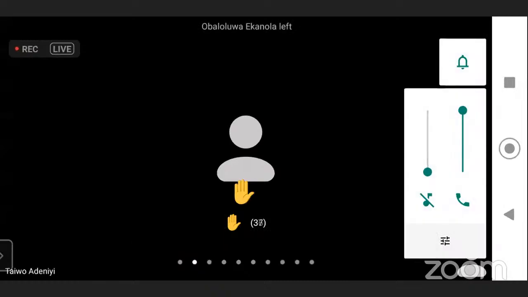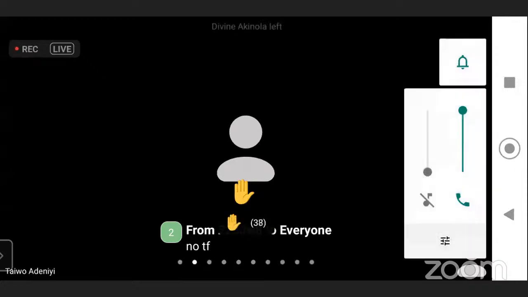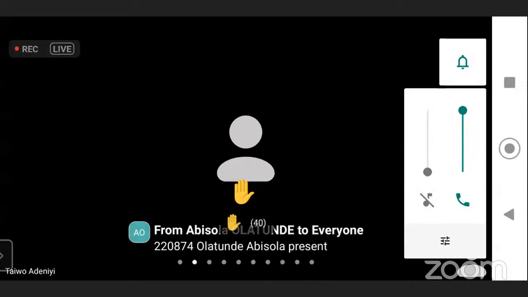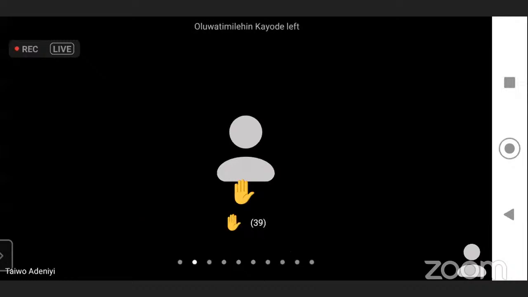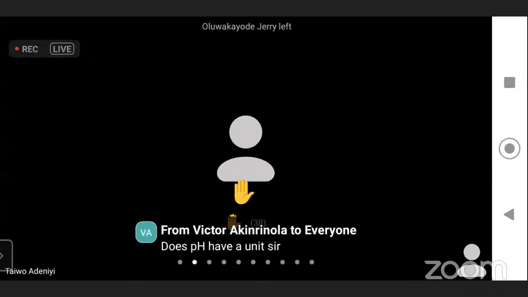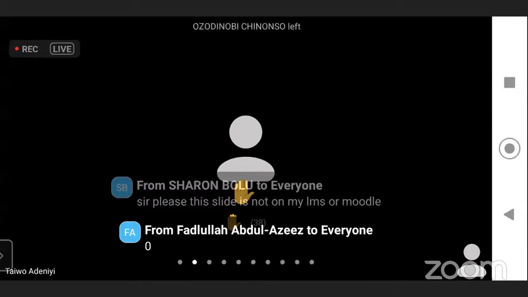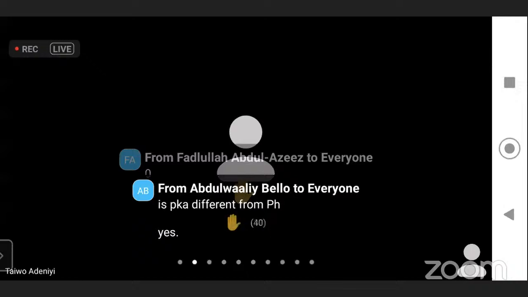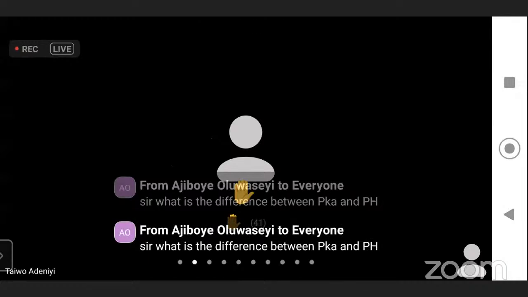What's your question? From the expression of the pH of a weak acid, you said the degree of dissociation must be less than 5%. Okay, talk slowly. I cannot hear you. In getting the pH of a weak acid, they say the degree of dissociation must be 5%. What if it is now 7% and above? Which equation are we going to use? I can't actually hear you very properly.